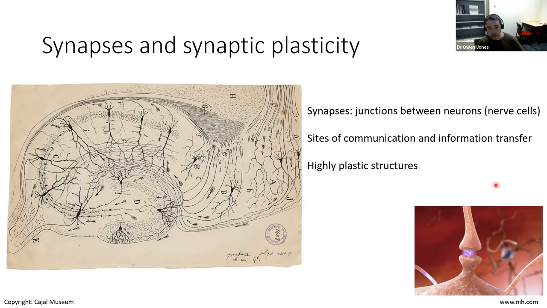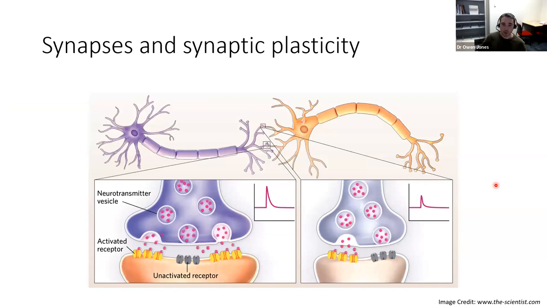Synaptic plasticity is a very commonly used phrase in neuroscience. So what do we mean when we say that these structures are plastic? Well, what we really mean is that these synapses can actually change their structure and even their function. So if you were to look at where one cell makes contact with another cell in the brain, if you were to zoom in very, very closely on that synapse, you would find that they actually come in many shapes and sizes and different flavors.